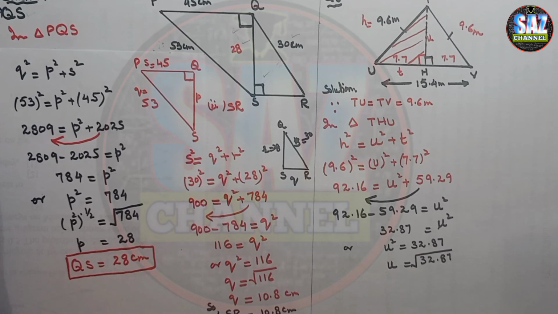Now I have to check the square root with a calculator. The square root of 32.87 gives me 5.733. U equals 5.7. The measurements are in meters, so I'll write meters. So U, which is actually TH, the requirement of the question, TH equals 5.7 meters.